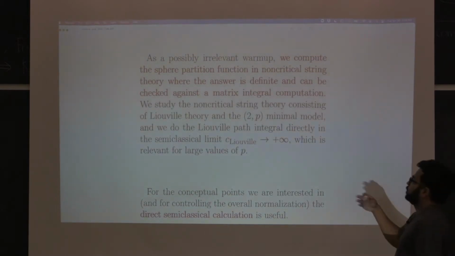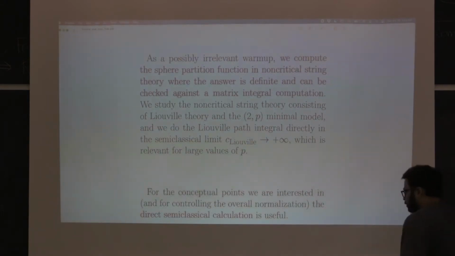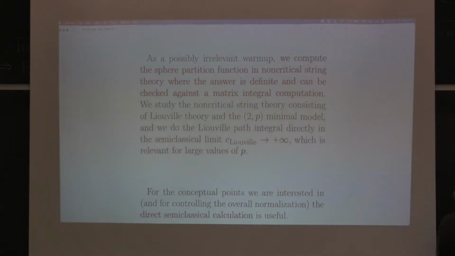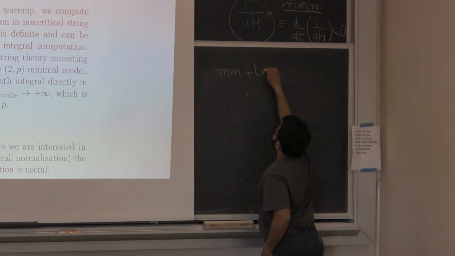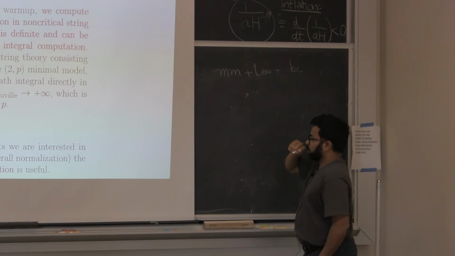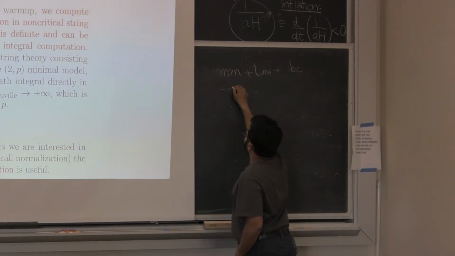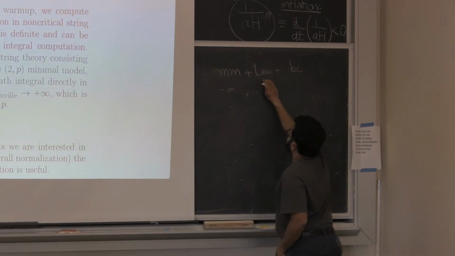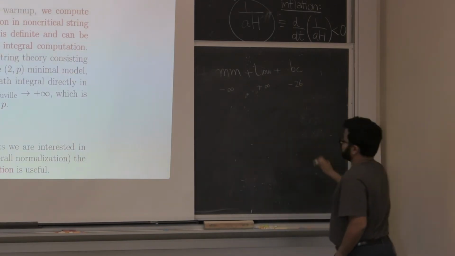So what happens in this limit, p goes to infinity, is that you have three fields on the worldsheet. There is the minimal model, there is the Liouville, and there's the usual bc ghost. That's always there because we have gauge fixed to conformal gauge. So this thing has a central charge which is going to negative infinity. This has a central charge which is going to plus infinity. And the bc ghost, of course, has a negative central charge, negative 26.